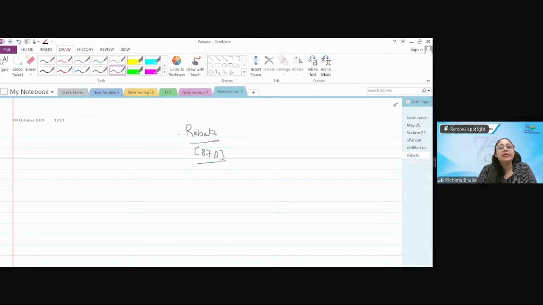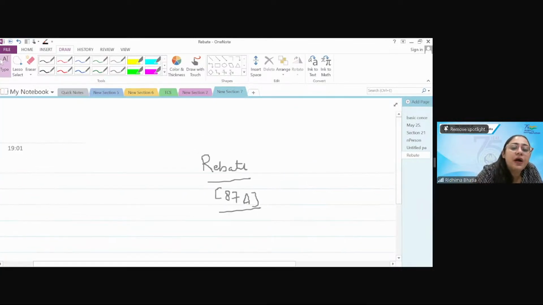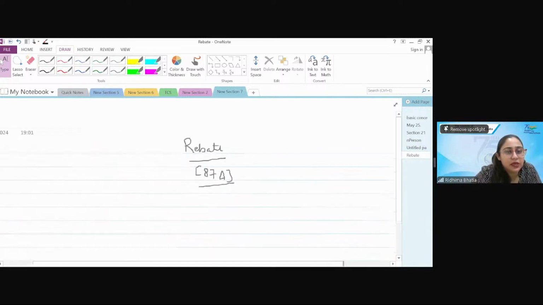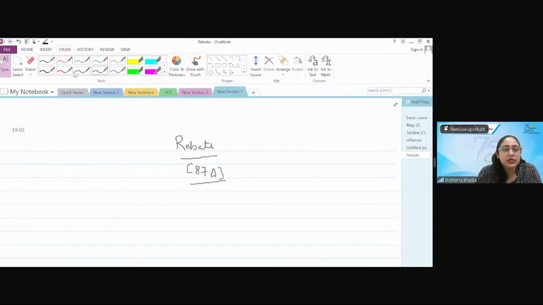Now, this is a term which in common parlance we call discount. Rebate is something like that only. It's a discount, or you can say a sort of reduction in the tax. Rebate is reduction in tax, but it's not given to everyone. It is only given to a resident individual.